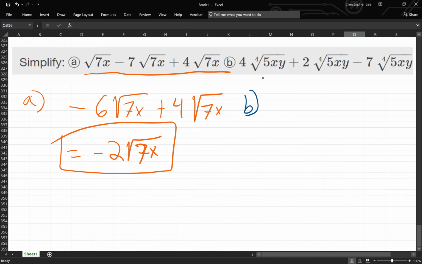1 plus 2 is 3. Right, so -4 fourth root 5xy. That's it. Questions on this? Anybody? It's just 1 plus 2, then -7. That's like 3 minus 7 is -4. No questions? All right. Let's go on to a new topic.